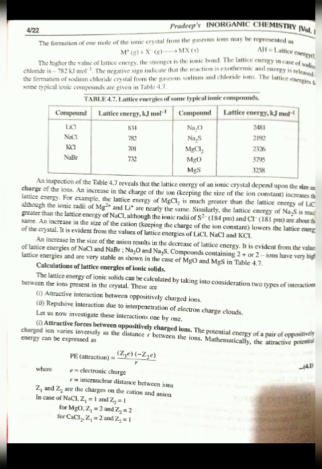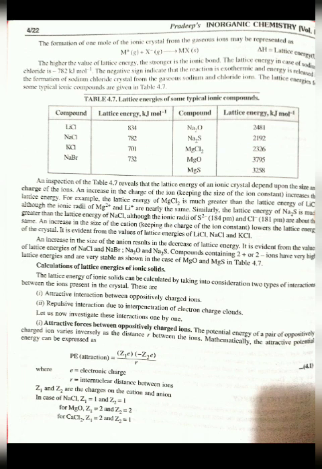Calculations of lattice energies of ionic solids. The lattice energy of ionic solids can be calculated by taking into consideration 2 types of interaction between the ions present in the crystal. These are: first, attractive interaction between a positively charged ion and a negatively charged ion. Second, repulsive interaction due to interpenetration of electron charge clouds. Let us now investigate these interactions one by one. First, attractive forces between a positively charged ion and a negatively charged ion. The potential energy of a pair of oppositely charged ions varies inversely as the distance r between the ions.